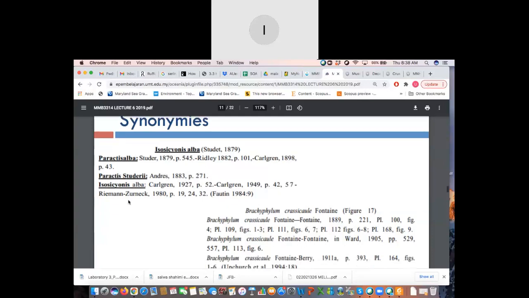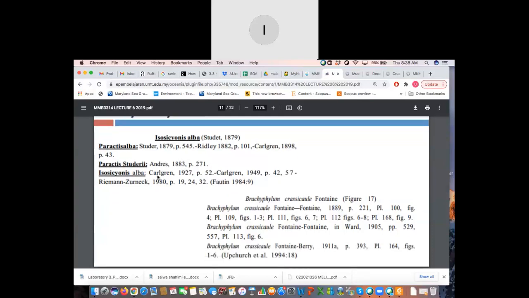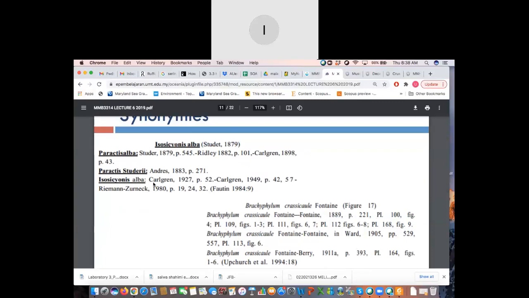And then later on, Carl Green found that the species should be in a totally different genus, but retaining the species alba. Perhaps there are other species within Isosycoines, so that is why they put it as such. So Carl Green wrote this in 1927 on page 52. Then later on, he did another series discussing this species in 1949 on page 42.